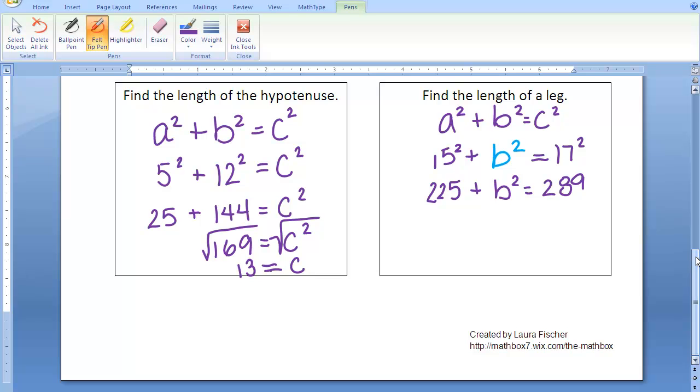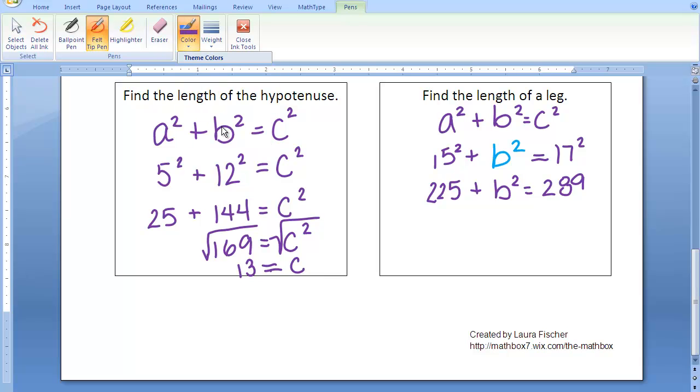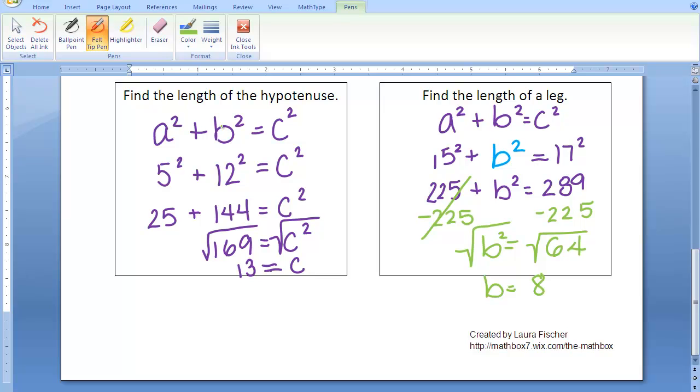Alright, so here's where the difference is going to come in. This time we have, let's do green here. We've got the b squared is the one that we're trying to isolate or get alone on one side of the equal sign. So we're going to do minus 225 from both sides. And we'll have b squared equals 64. The last step, take the square root of both sides and you get 8.